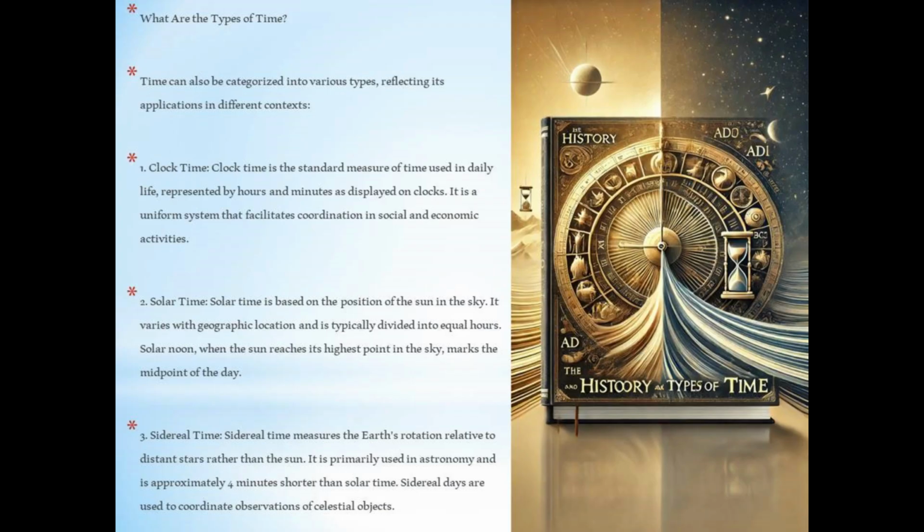Number 3. Sidereal time. Sidereal time measures the Earth's rotation relative to distant stars rather than the sun. It is primarily used in astronomy and is approximately 4 minutes shorter than solar time. Sidereal days are used to coordinate observations of celestial objects.